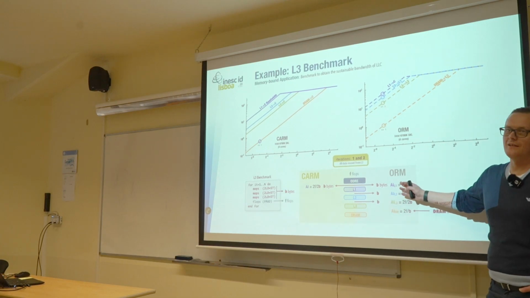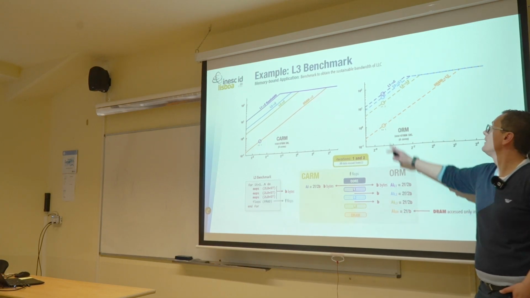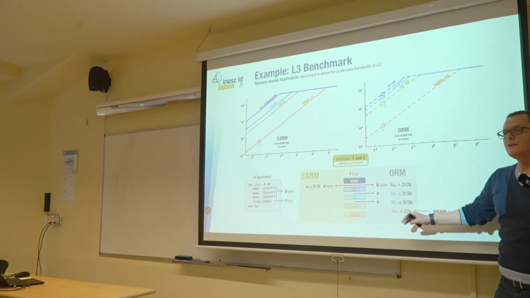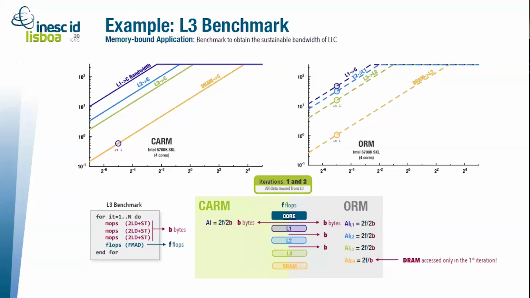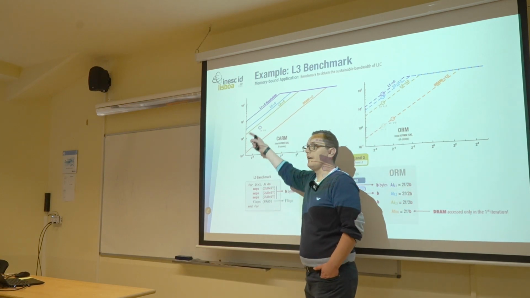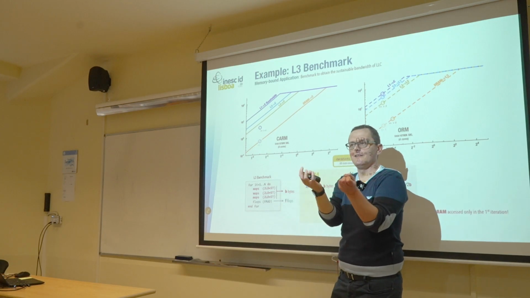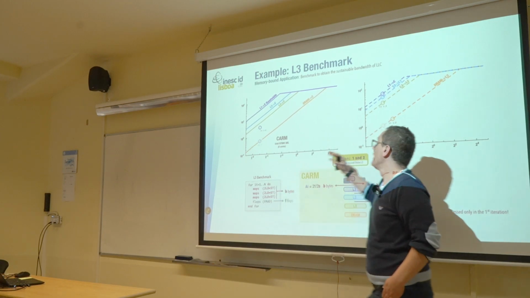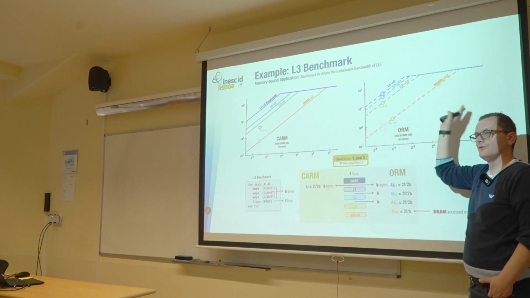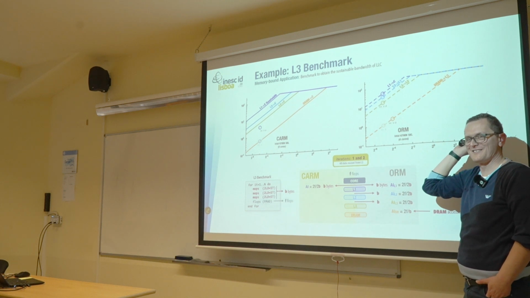So your arithmetic intensity for L1, L2, and L3 will still stay the same, but your arithmetic intensity for DRAM will start changing. And now when you plot it in CARM, since the second iteration goes from L3, the first was in DRAM, your performance will get higher because you start getting the data in the second from faster memory. In ORM, what you get is that your DRAM points start shifting to the right. Okay? Make sense?